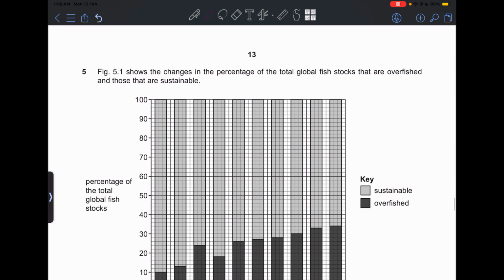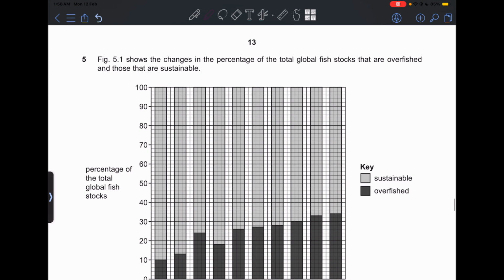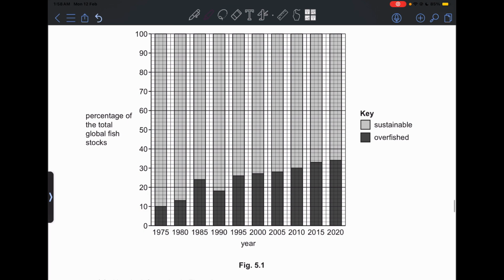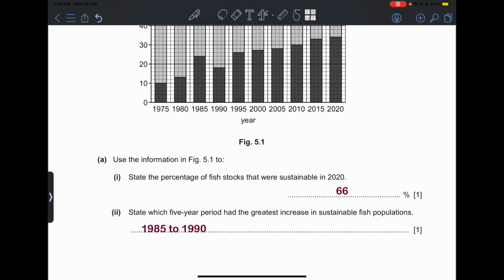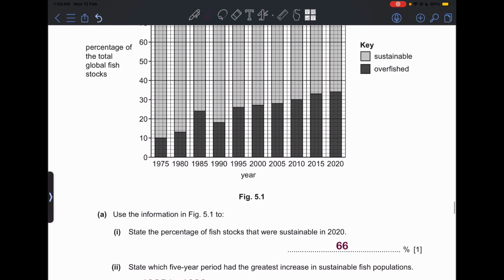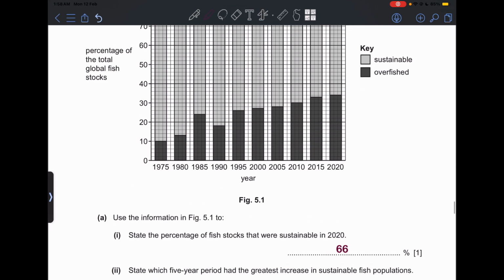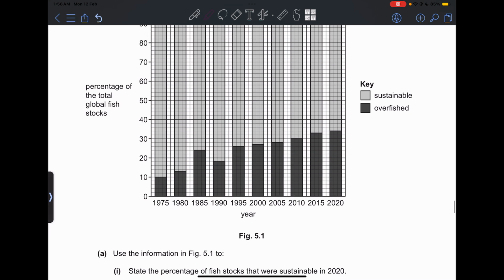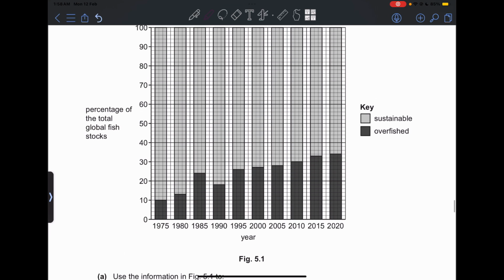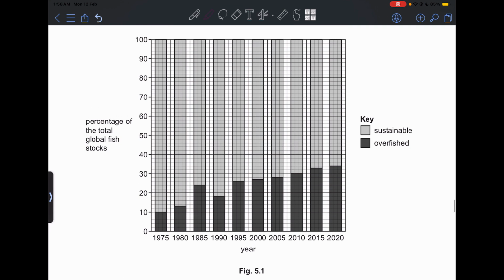Number 5, figure 5.1 shows the changes in the percentage of the total global fish stocks that are overfished and those that are sustainable. So here's the diagram. Use the information in figure 5.1 to state the percentage of fish stocks that were sustainable in 2020. So how do we find this out? Over here we have the black one. This is actually the overfished, and the sustainable are the gray ones.